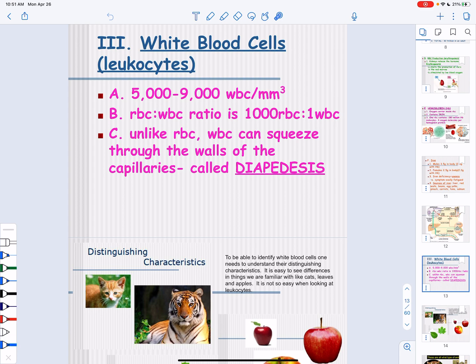White blood cells can do something that red blood cells cannot. White blood cells can squeeze out of the walls of the capillaries in order to get into the surrounding tissue. And we call this diapedesis. So the white blood cells, being your immune system cells, have to be able to move throughout the tissue and be able to heal or kill anything that is in your body that is making you sick, okay?